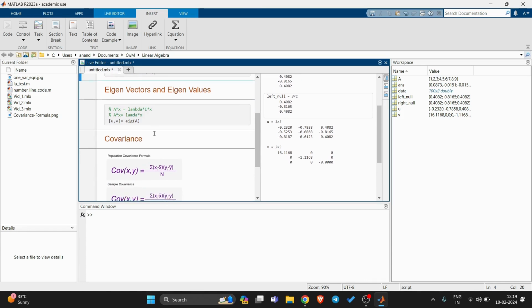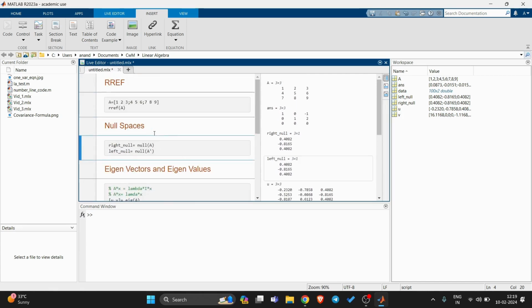Now, these concepts are interconnected and they are valuable in various applications like PCA in data manipulation and data analysis. So that's all in this video.